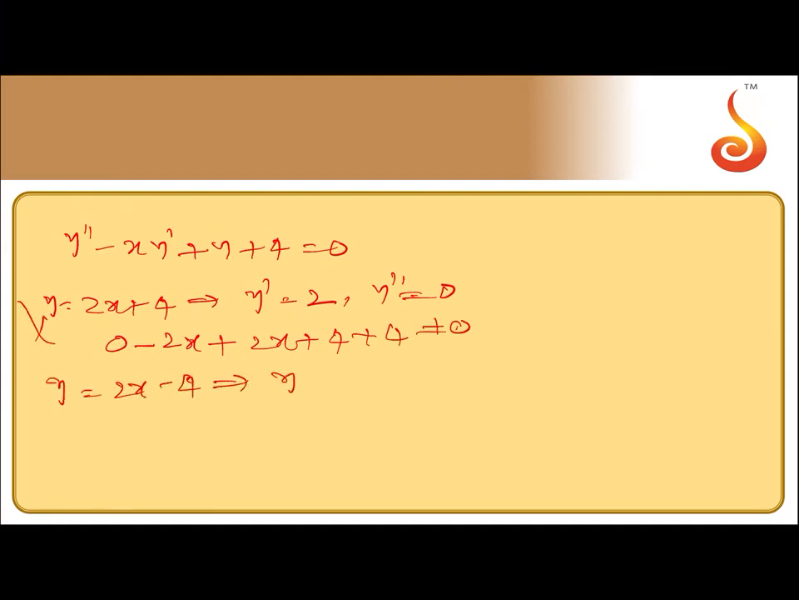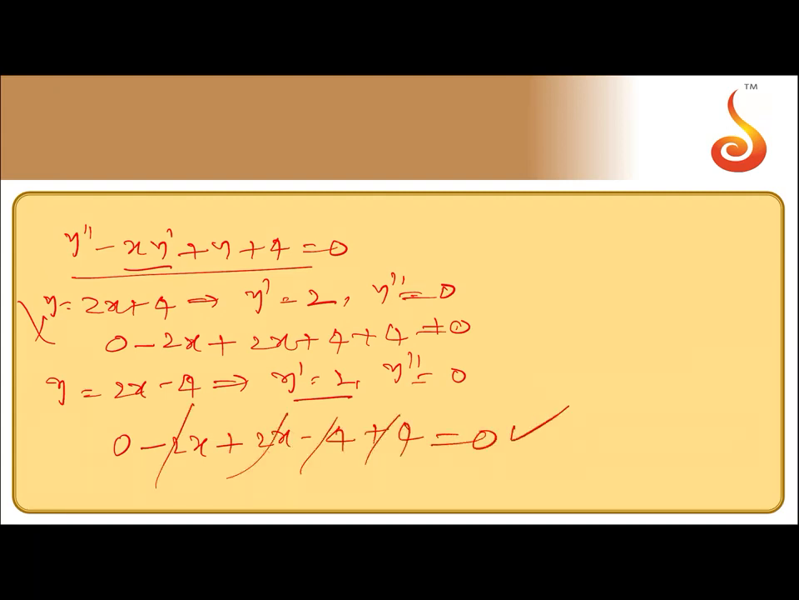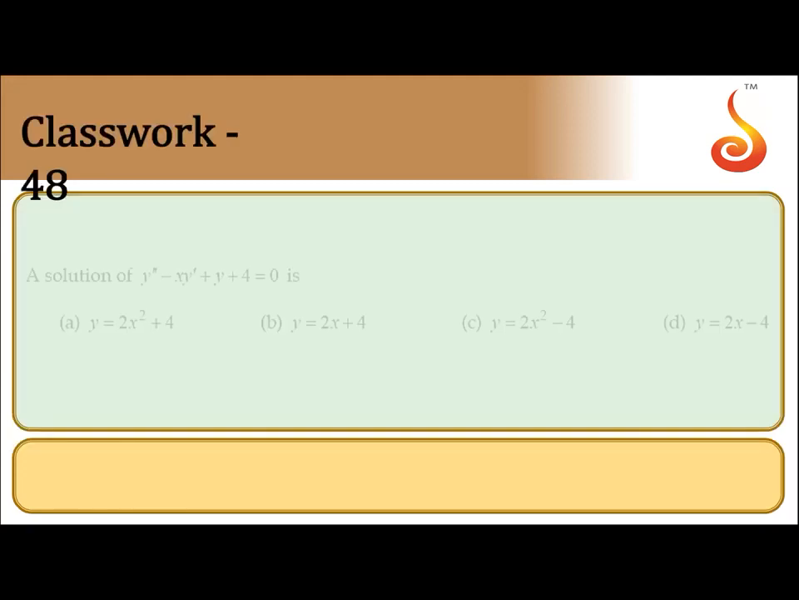Whereas y equals 2x minus 4, when you substitute, y dash is equal to 2 and y double dash is 0. In the equation, y double dash is 0, minus x multiplied by y dash means 2 into x, plus y, which is 2x minus 4, plus 4. Of course, these cancel to 0, satisfying the equation. So the answer for this one is y equals 2x minus 4.